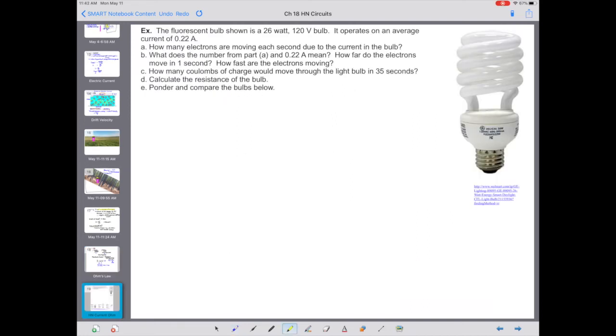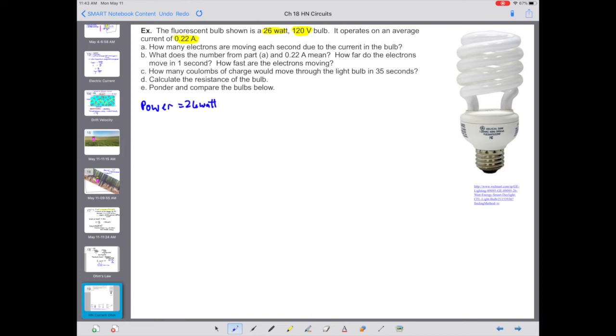Now, let's consider this example. We have a fluorescent light bulb, 26 watts, 120 volts, operates on a current of 0.22 amps. So first of all, just identifying what these different things are.